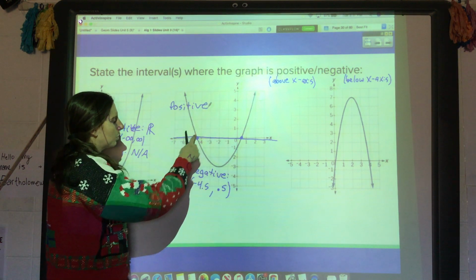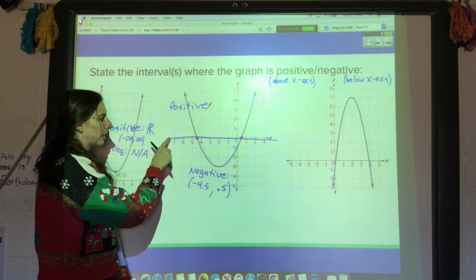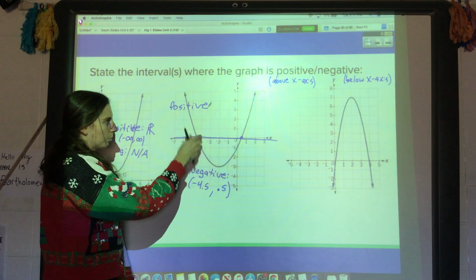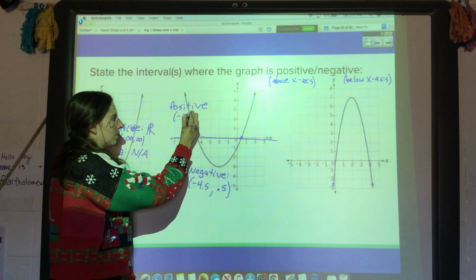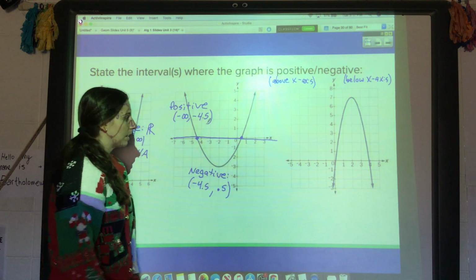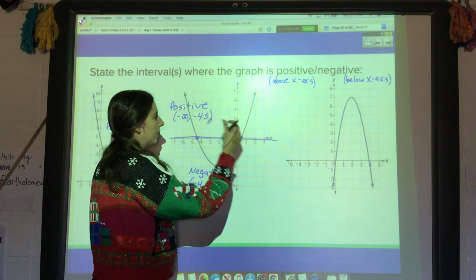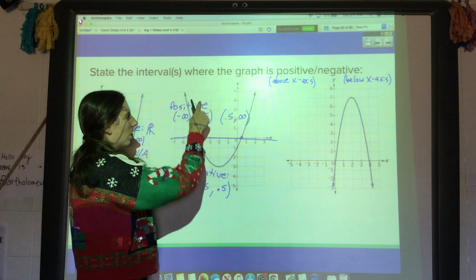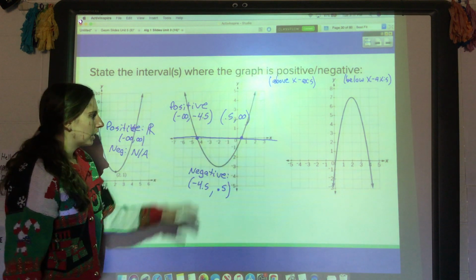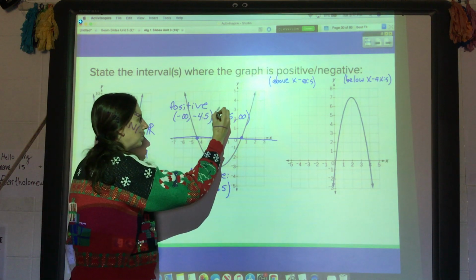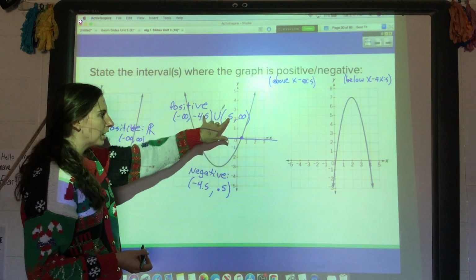Okay, it's positive right here, which, if I'm using the x coordinates, is from negative infinity up until negative 4.5. It's also positive from 0.5 to infinity. So both of these are positive intervals. You can connect them, just write them together. You can write a comma in between. Sometimes we even put a U to represent the union of those two.